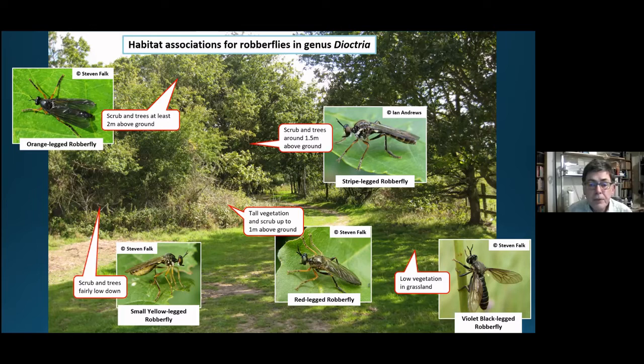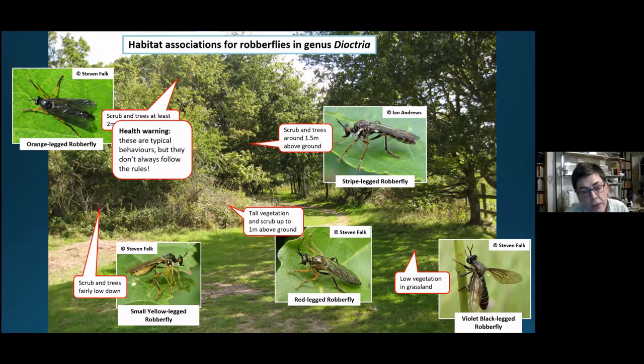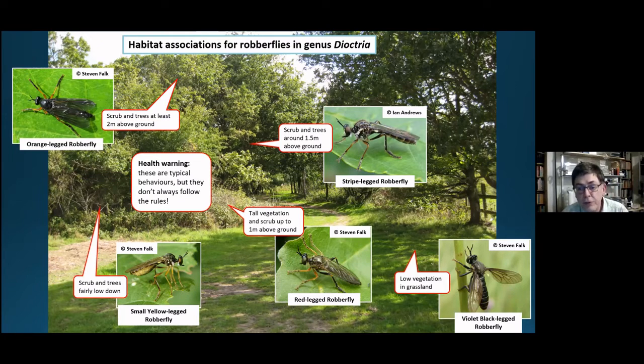So there's some really interesting tendencies for these species to use different parts of the habitat there. But this does come with a health warning that the species don't always follow the rules, of course, and you can't measure how high your robberfly is and use that as a safe way of identifying it, for instance, and you will find them doing unexpected things. But I do find it fascinating that you can sometimes pick out these different behavioural categories and the way they partition their habitats into slightly different uses.